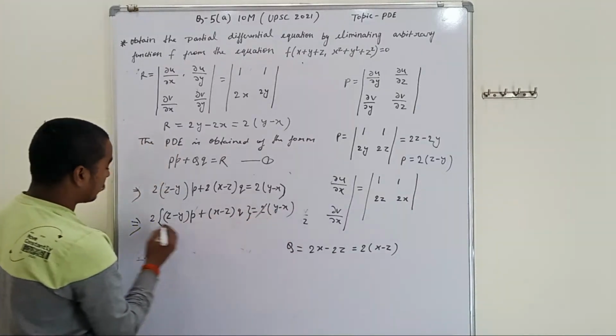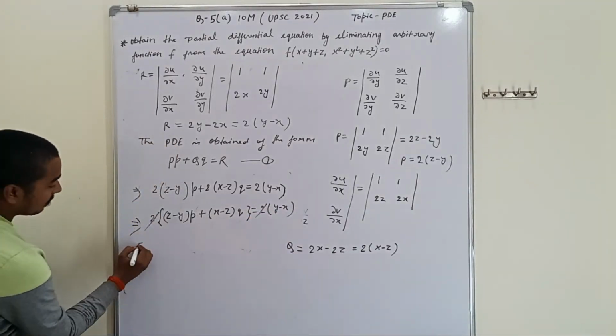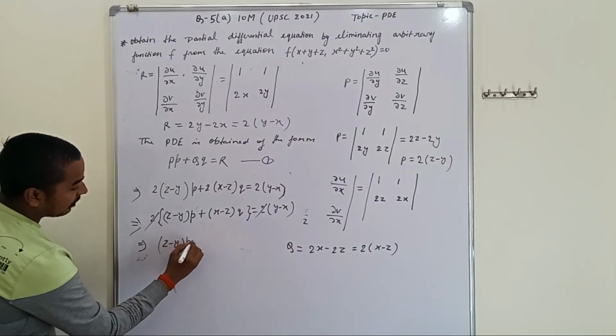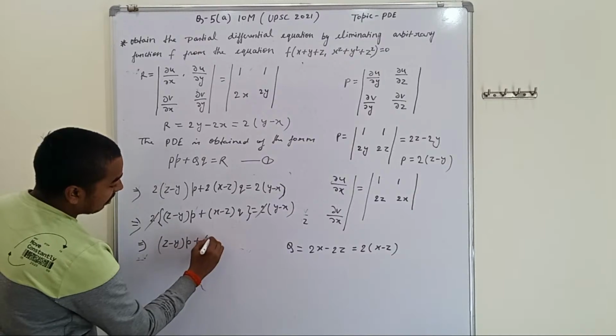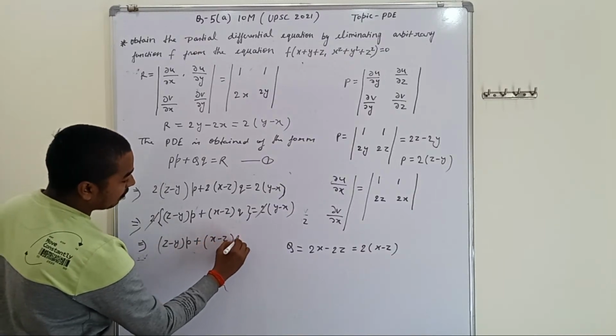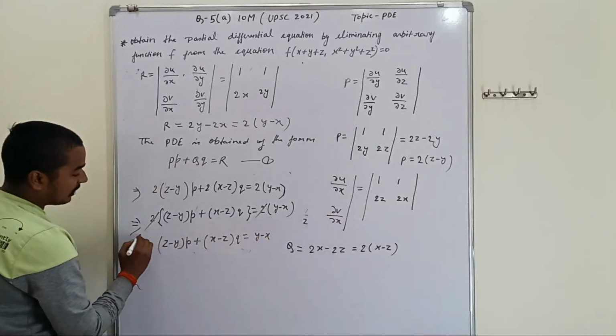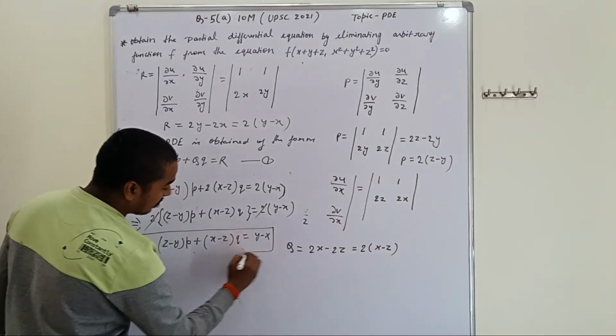From here 2 and 2 cancel, that is z minus y into p plus x minus z into q is equal to y minus x. This is the required solution of the given partial differential equation.